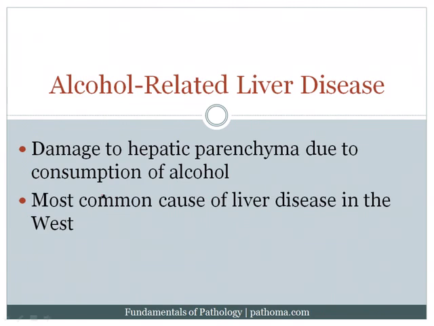One of the mechanisms by which cirrhosis can develop is alcohol-related liver disease. Now, alcohol-related liver disease can actually present with three classic patterns of injury. In each case, there is damage of the hepatic parenchyma due to consumption of alcohol.